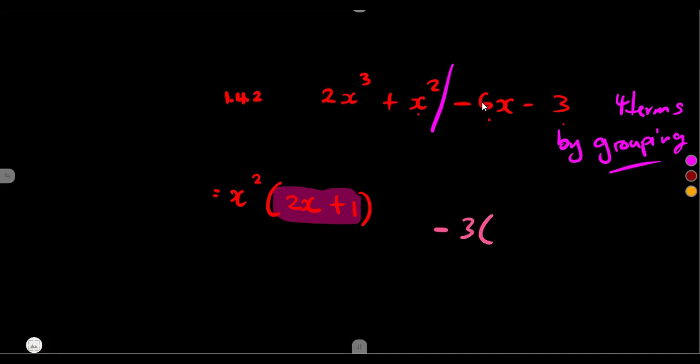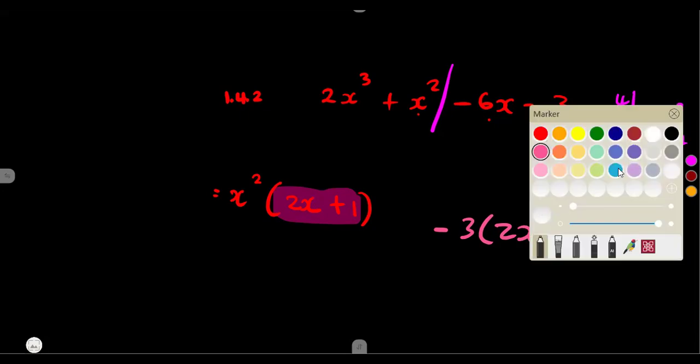How do we test? We simply put, okay, if we say we're going to factor out a -3, what's going to happen? -6 divided by -3, that's a positive 2x, negative cancels. -3 divided by -3, that's a positive, negative cancels. You get positive 1. Exactly the same as what we want.